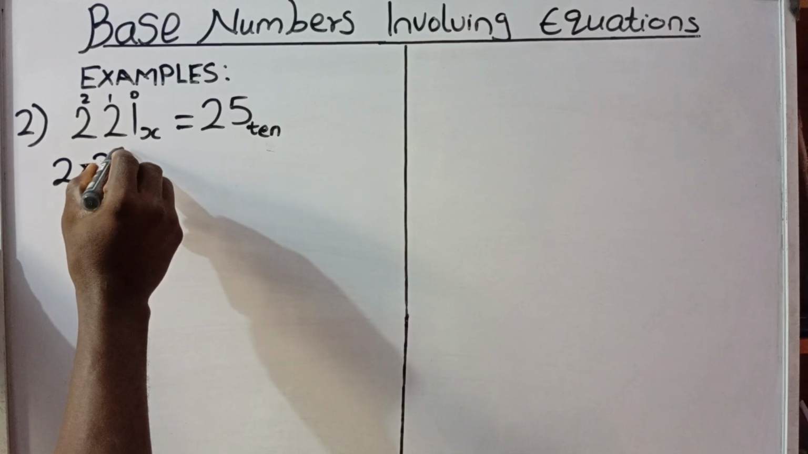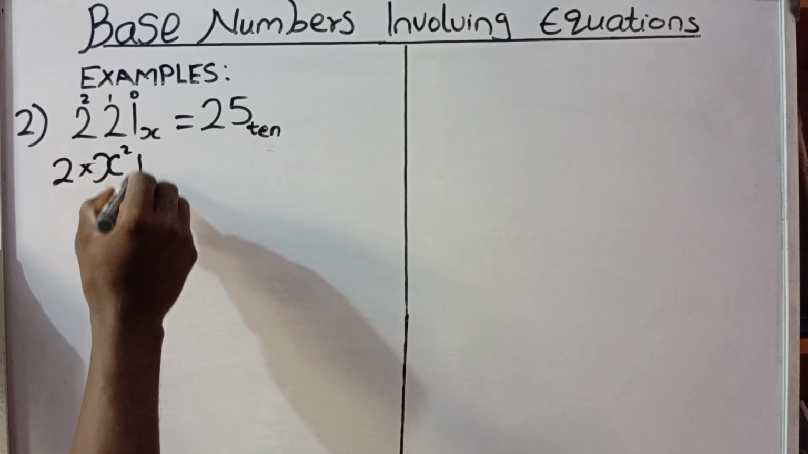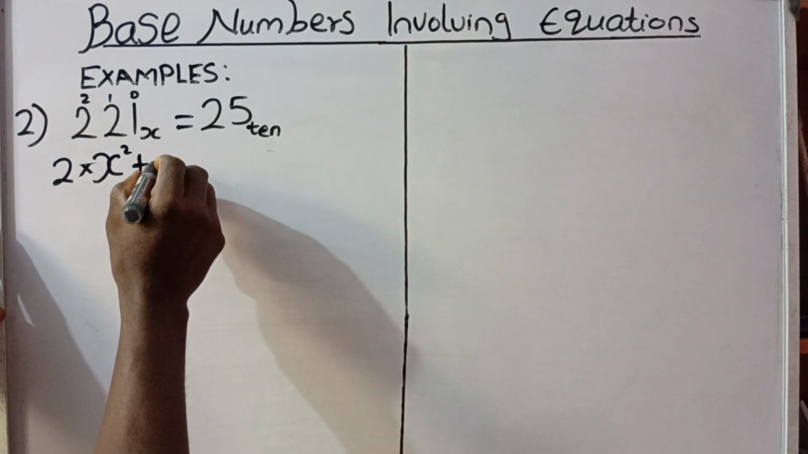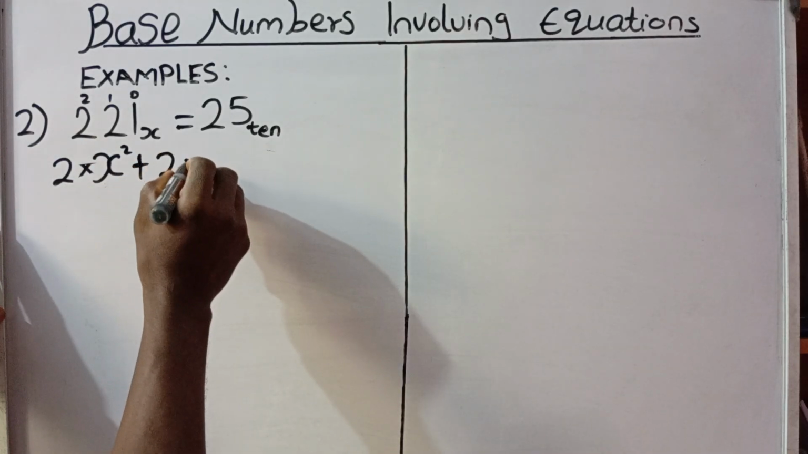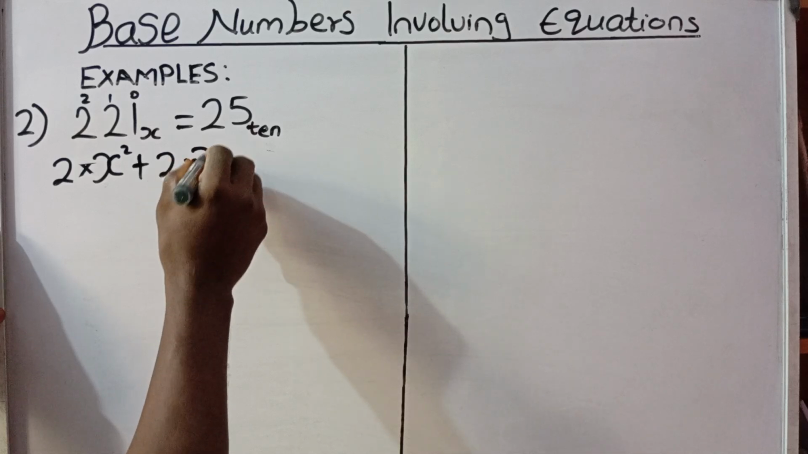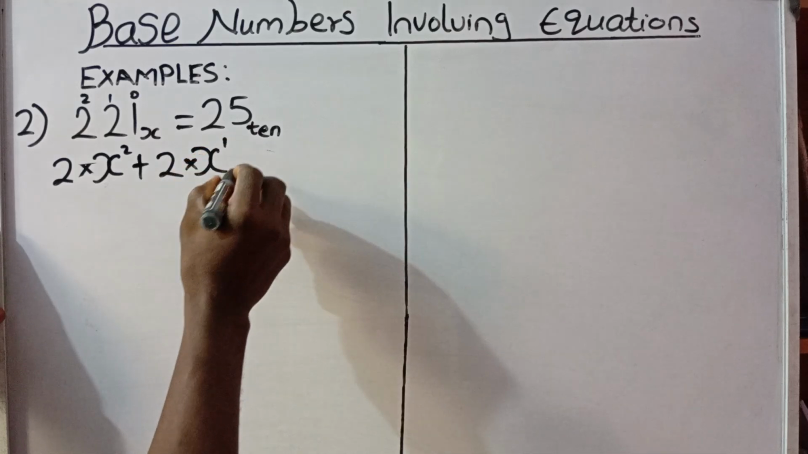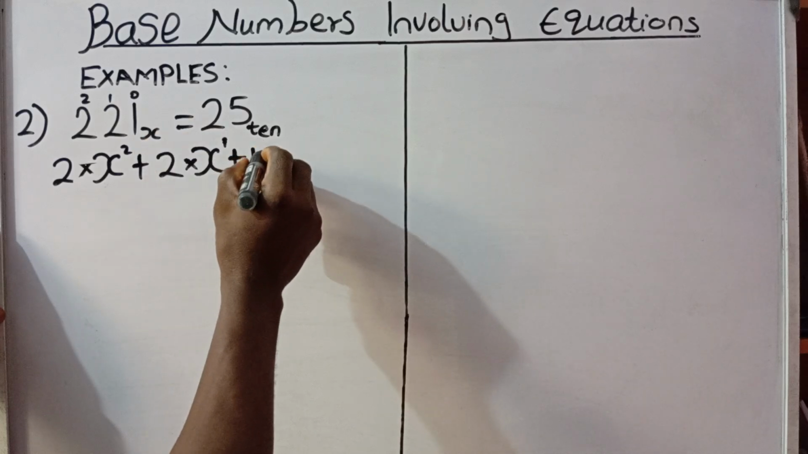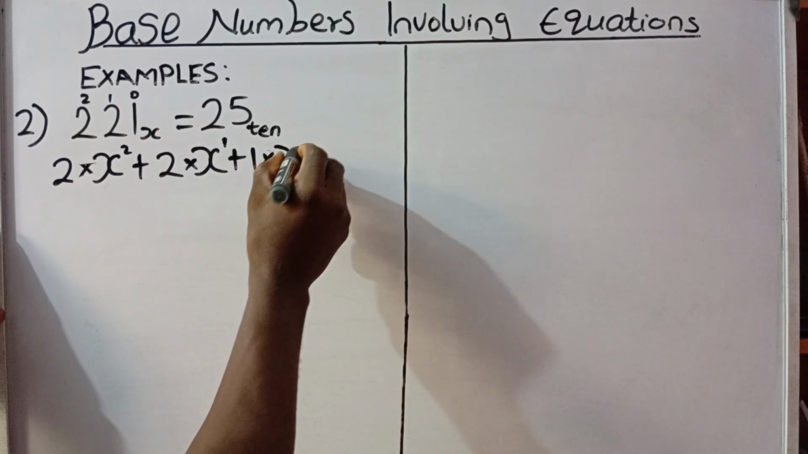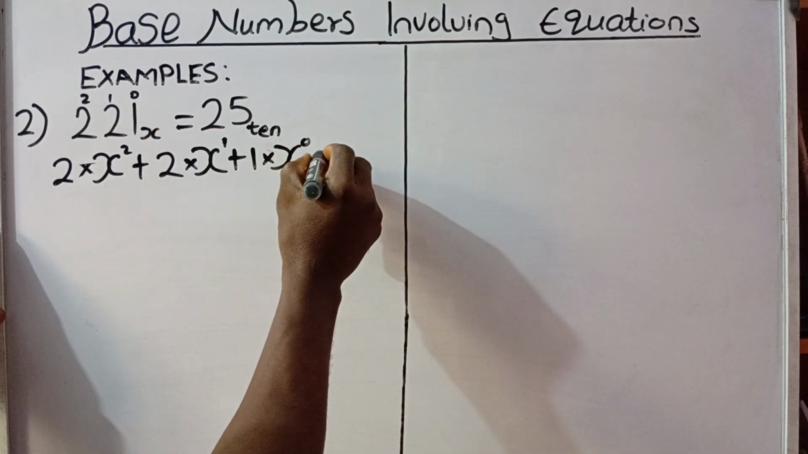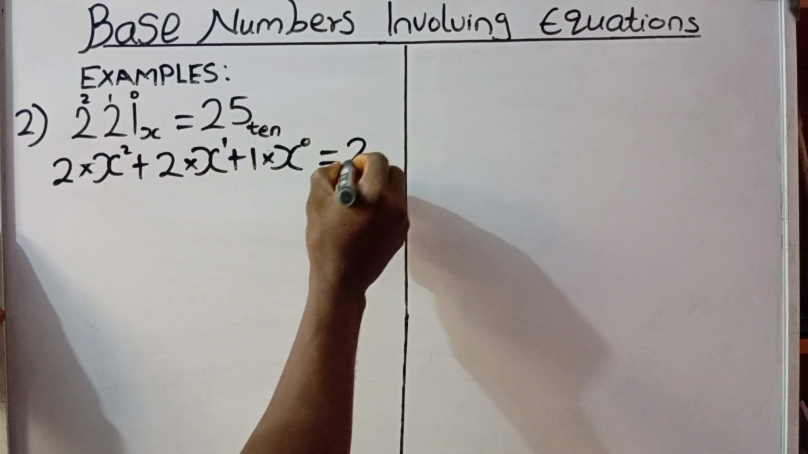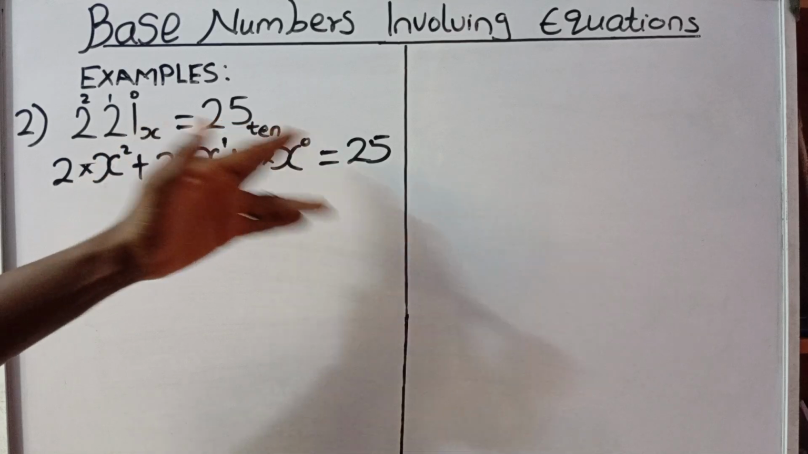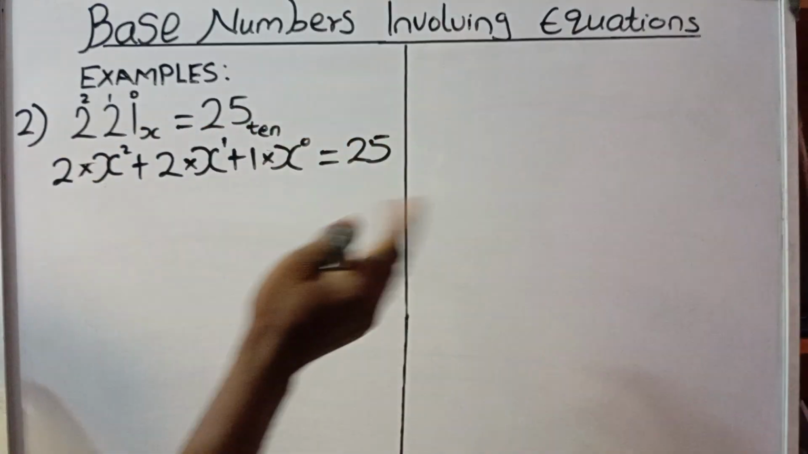Multiply by x raised to power 2 plus, we go to the next digit, which is 2 multiplied by x to the power 1 plus, we have 1 multiplied by x to the power 0 equal to 25. Because we will not be converting base 10 to base 10.